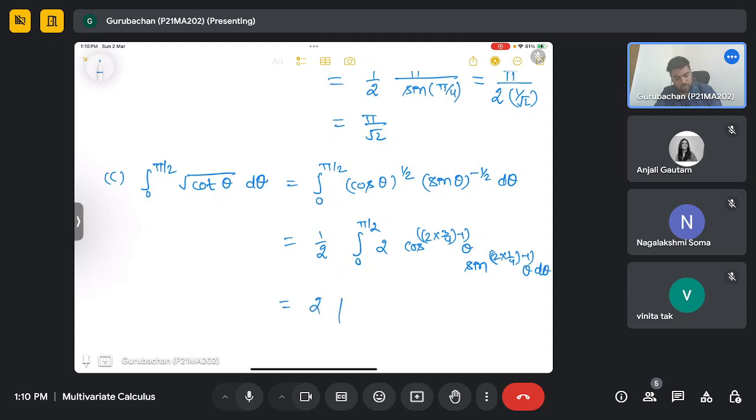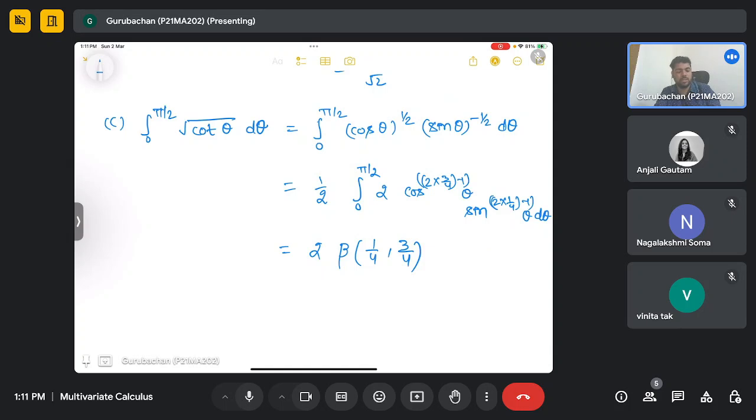This will give us 2 times beta of 1/4 comma 3/4. I'm writing 1/4 comma 3/4 because we have sine to the power 2m minus 1 theta. So beta of mn is the same as beta of nm. Therefore, this will be nothing but beta of 3/4 comma 1/4.